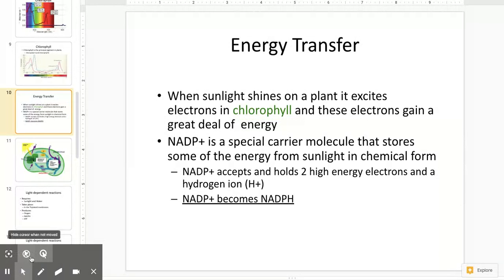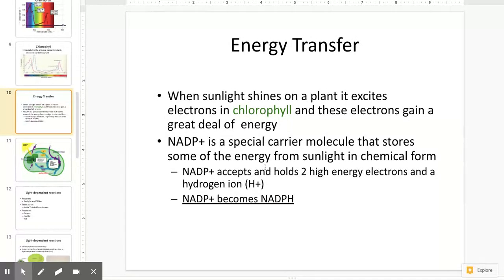When chlorophyll is contacted by sunlight, there are electrons that get excited, and these electrons have a lot of energy. Think of them like moving around really quickly. And that energy can really be harvested and stored.